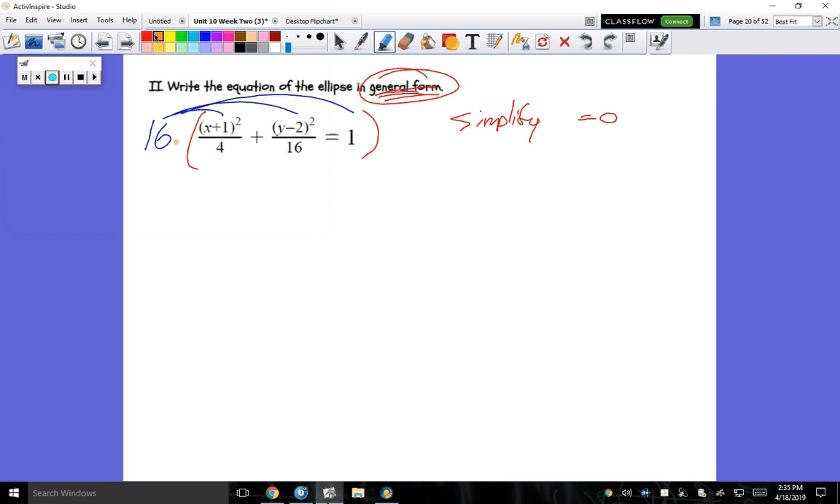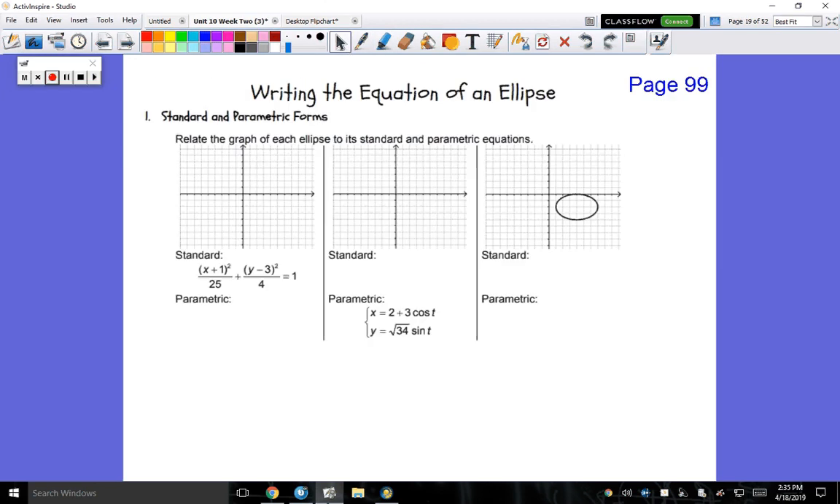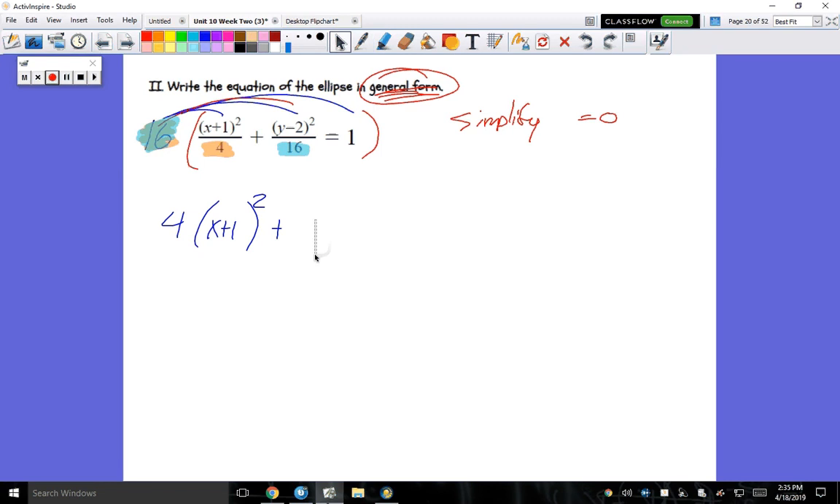The 16 and the 4 will become what number? Go ahead and speak up, guys. The 16 and the 4 will become what number? 4, yeah? So we'll get 4 multiplied with (x plus 1) squared, and when we distribute with the second piece, what will the 16 and this 16 end up becoming? 1. So we have (y minus 2) squared, and that coefficient is now 1. And what's my last term over there, the constant? 16. So, yes, I've gotten rid of all the denominators.